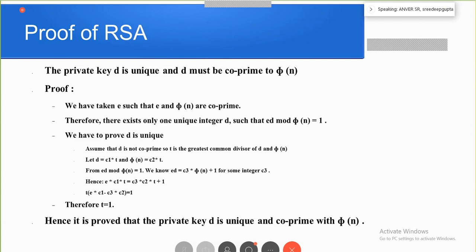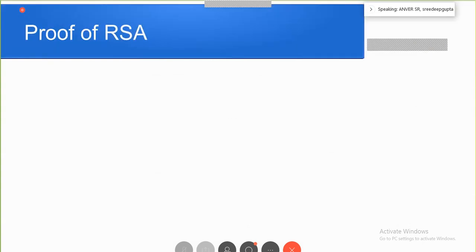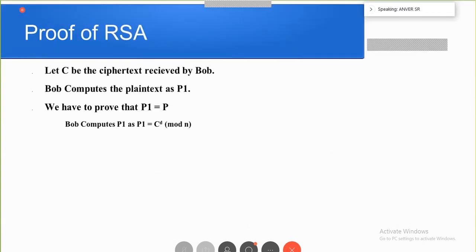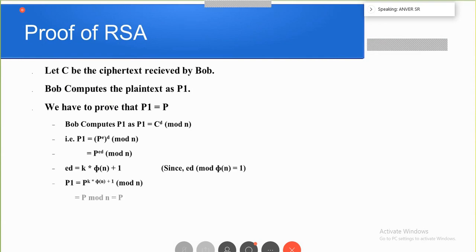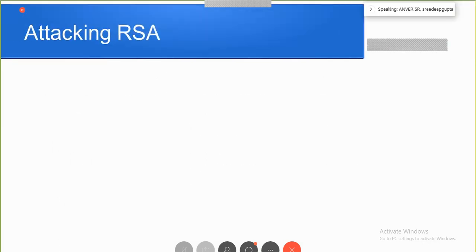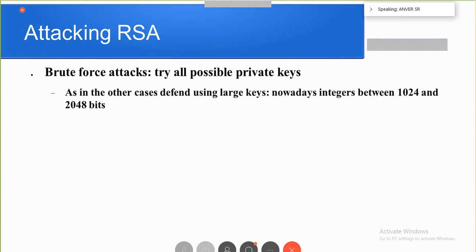Next, Aparna. Since we are running out of time, you can go through the proof of RSA on your own. This is quite simple, and if you have any doubts, you can ask at any time. In the second proof, we are showing that the same plain text is received at the receiving side. That is, the receiver decrypts to get the same plain text. That is what the second proof tells.